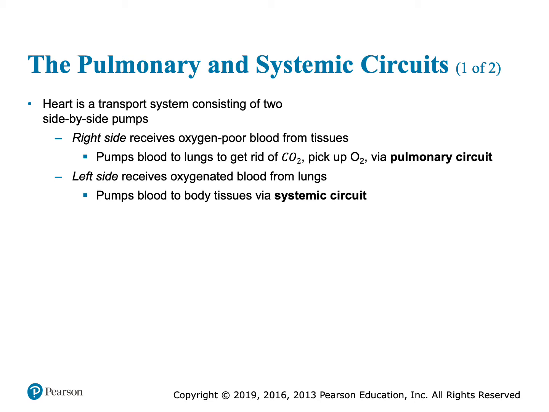So the systemic system is the one that's taking the blood from the heart and going to the tissues with oxygenated blood. Then, after it has dropped off the oxygen in every single little cell, it's picked up carbon dioxide from those cells and it's bringing it back to the heart. So, less oxygen. That's the systemic circuit. But then what?